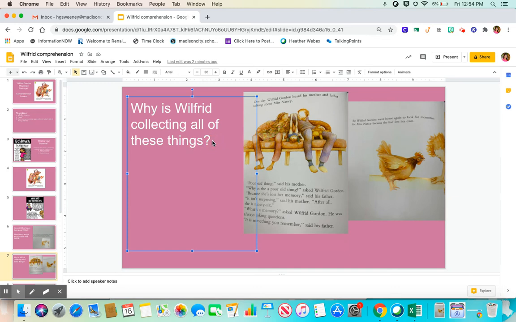So, boys and girls, why do we think, based on what the text says and the picture clues, why is Wilfrid collecting all of these things? Now, based on what I know, Miss Nancy has lost her memory.